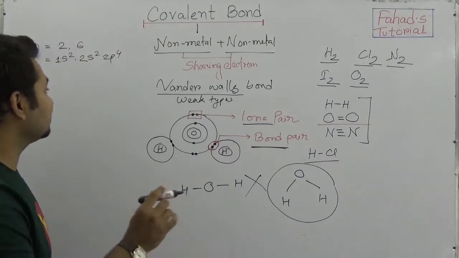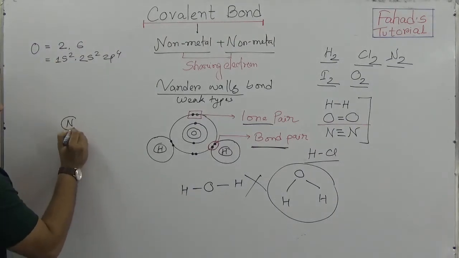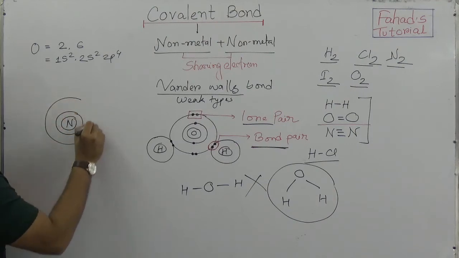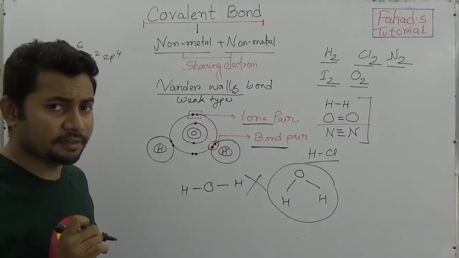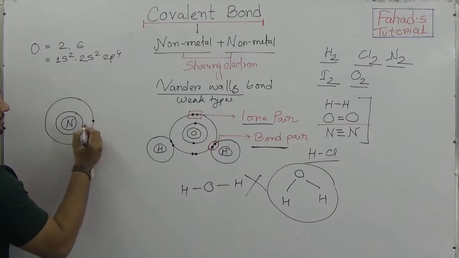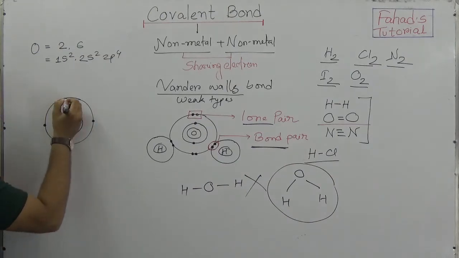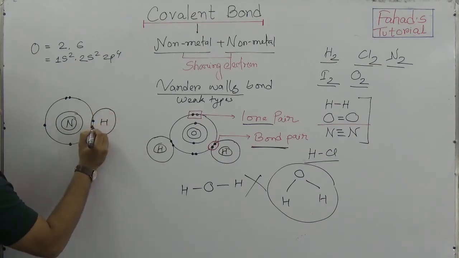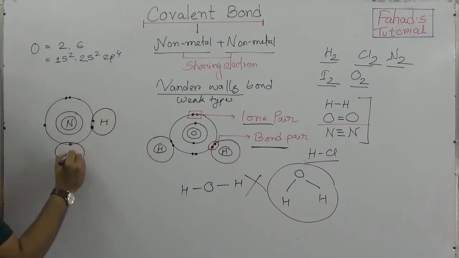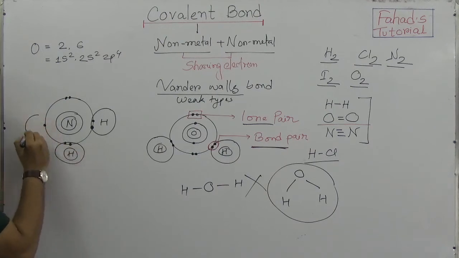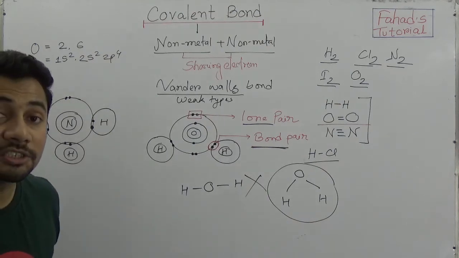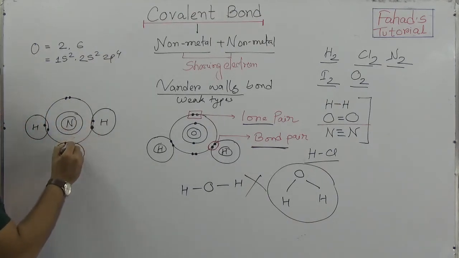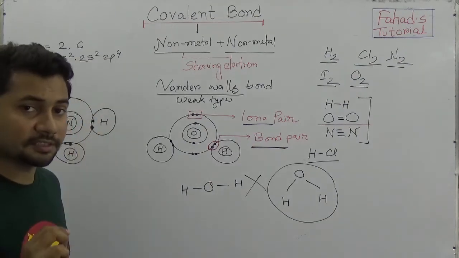How will we write it? Like in the case of ammonia, you see this is nitrogen's first shell and second shell. The nitrogen has seven electrons. It means it has three electrons here and two electrons here, and this one electron will be shared with hydrogen. This one electron will be shared with hydrogen, and again it will also be shared with hydrogen, but these two electrons will not be shared. Now you see nitrogen has eight electrons in its outermost shell, and hydrogen has two electrons only.